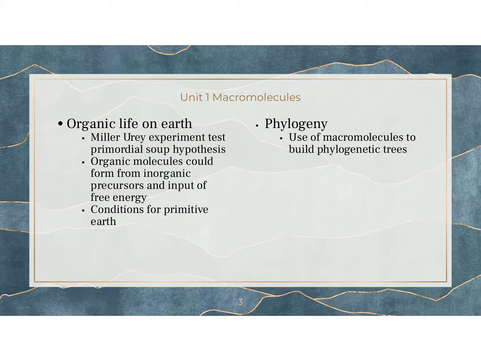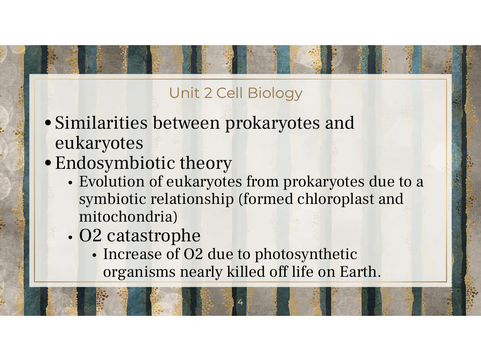We also started with phylogeny back in Unit 1, where we used macromolecules such as proteins and nucleic acids to build phylogenetic trees. In Unit 2, cell biology, we talked about the similarities between prokaryotes and eukaryotes, such as they all have the same genetic information as DNA. They both use ribosomes. But we also talked about the endosymbiotic theory, which is the evolution of eukaryotes from prokaryotic cells due to a symbiotic relationship.